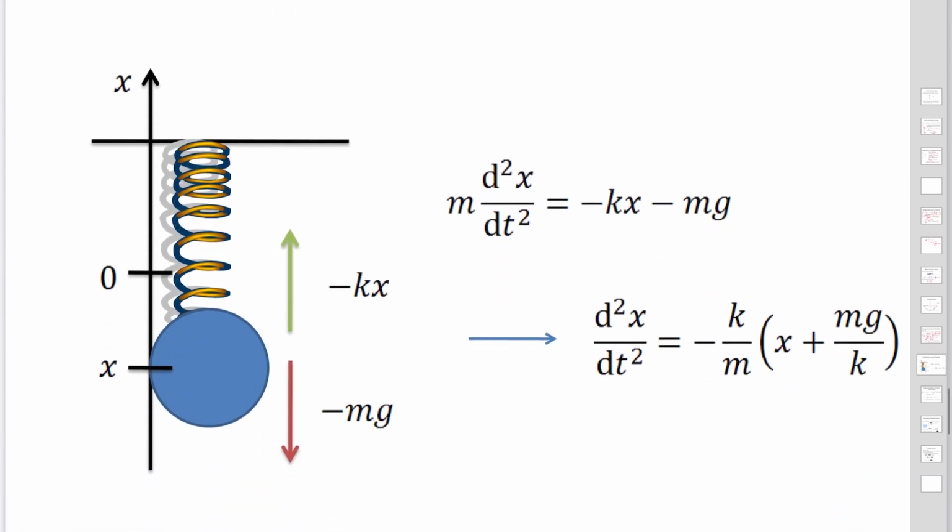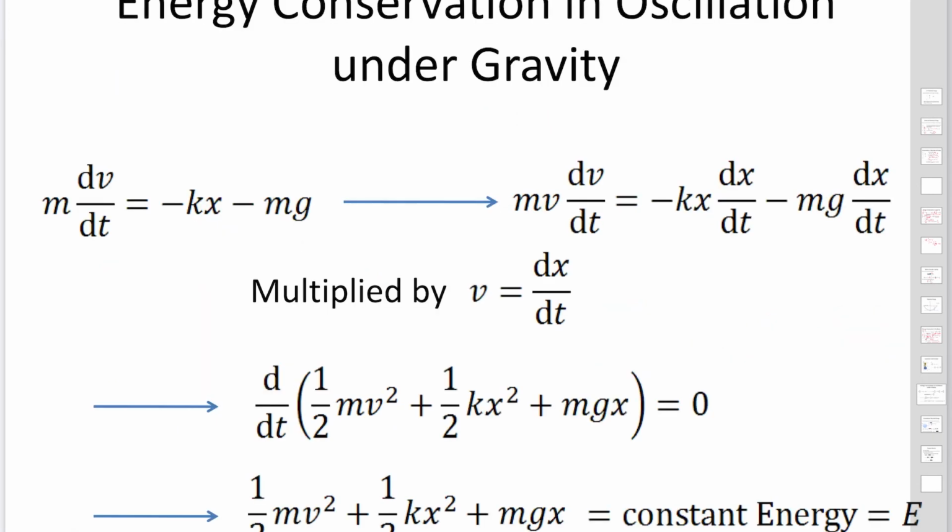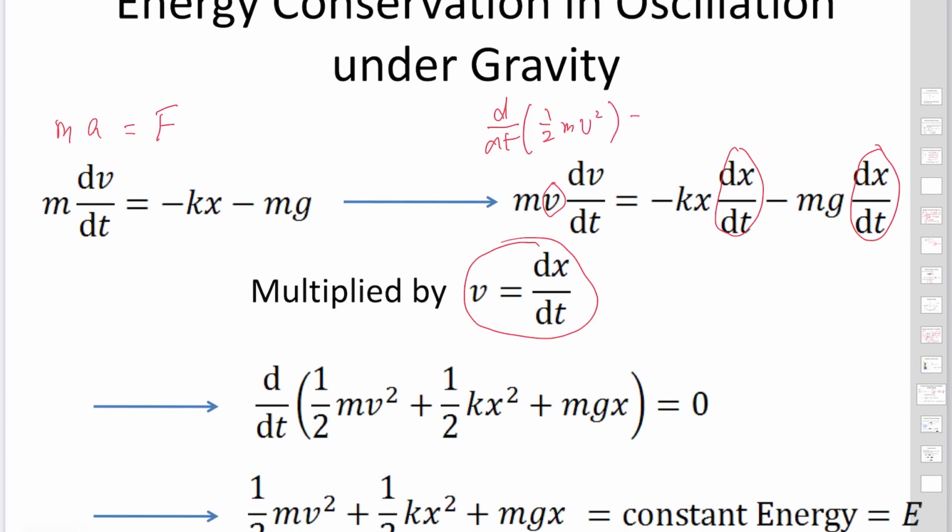Now, oscillations under gravity. In this case, the equation of motion is ma = F. For F, the force from the spring and also the gravitational force are acting on the object. Then multiply again both sides by v = dx/dt. This part is d/dt of 1/2 mv squared, this part is d/dt of -1/2 kx squared, plus d/dt of -mgx. Then move all the terms to the left-hand side.